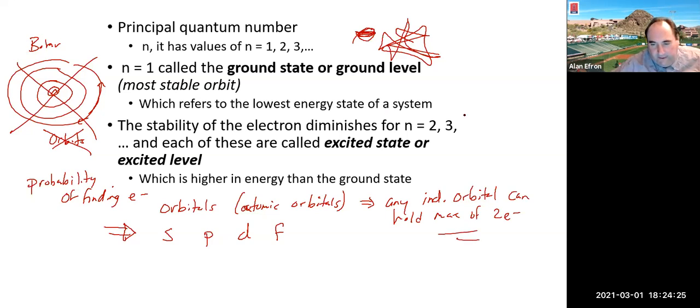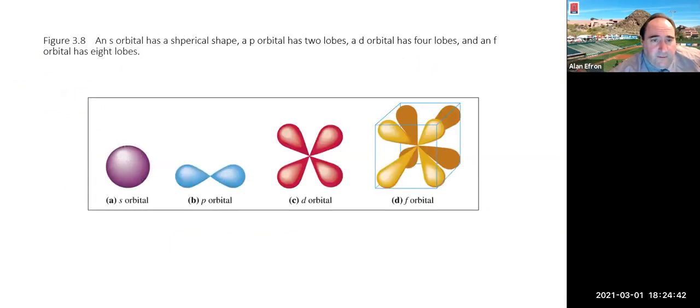So if we want to represent an orbital by this little line, we could only hold a maximum of 2 electrons if each arrow represents an electron. Let's say this is a 1s orbital. It would only be able to hold basically 2 electrons. So what do these orbitals look like? Here are some pictures of these orbitals.